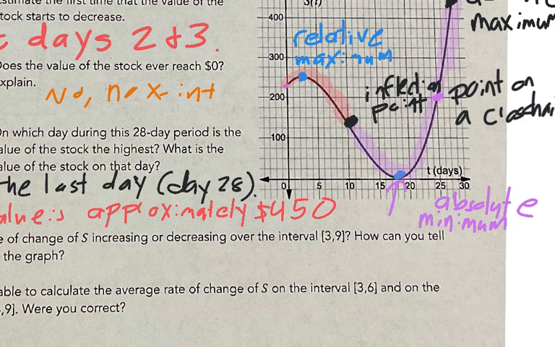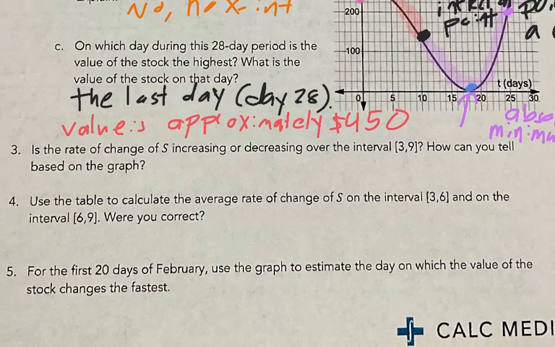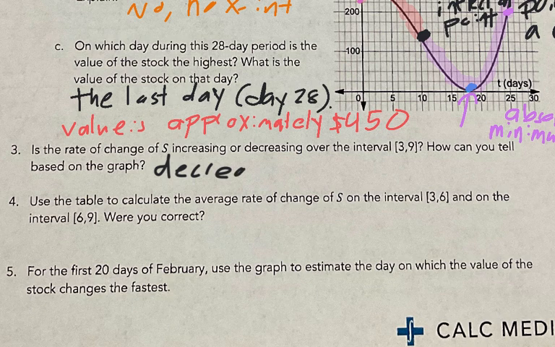And if you remember, I told you I was going to try to stress that a little bit more, because that's not the way my brain thinks about it, but that's the way they're going to want you to explain it. It's decreasing. How can you tell? The graph is concave down.